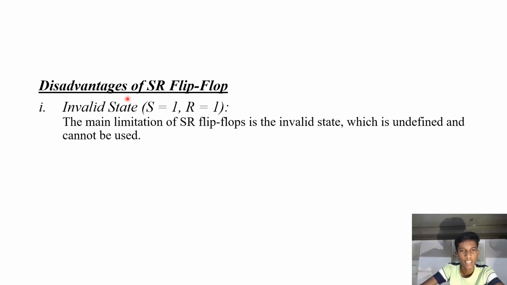The last one is disadvantages of SR flip-flop. In SR flip-flop, when both the set and reset are 1, it will be an invalid state, means it is an undefined state. It is one of the main disadvantages of an SR flip-flop. That's why generally we use D flip-flop rather than SR flip-flop.